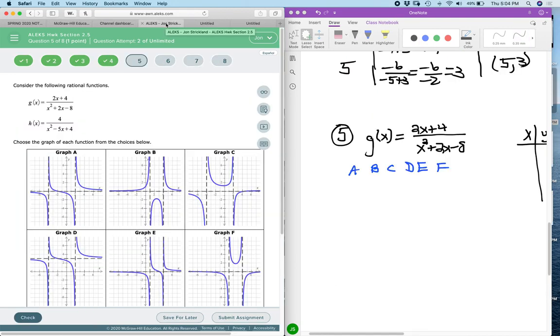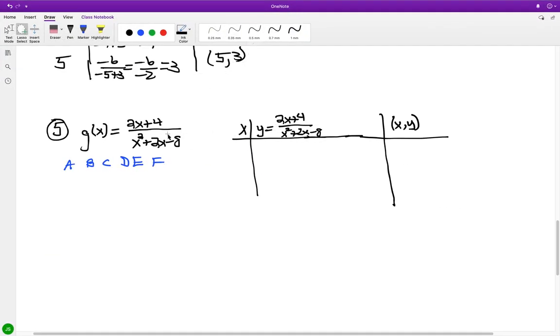Okay, for case problem number 5, we're looking at choosing the best matching graph for each of the functions. In the case of our two functions in this problem, we have g of x equal to (2x + 4) all over (x squared + 2x - 8). Now, just looking at identifying what we have for the asymptotes.